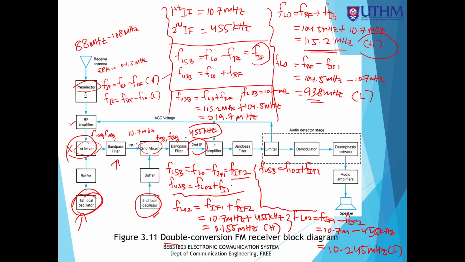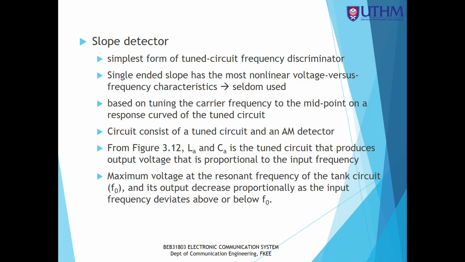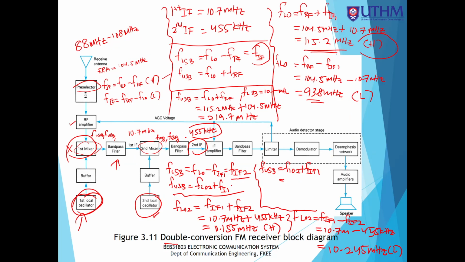It is actually just a plus and minus. Remember, the mixer produces upper and lower frequencies. If I use a high side injection, that means 11.155 megahertz plus the first IF of 10.7 megahertz, so this becomes 21.855 megahertz. That is if I use a high side injection.